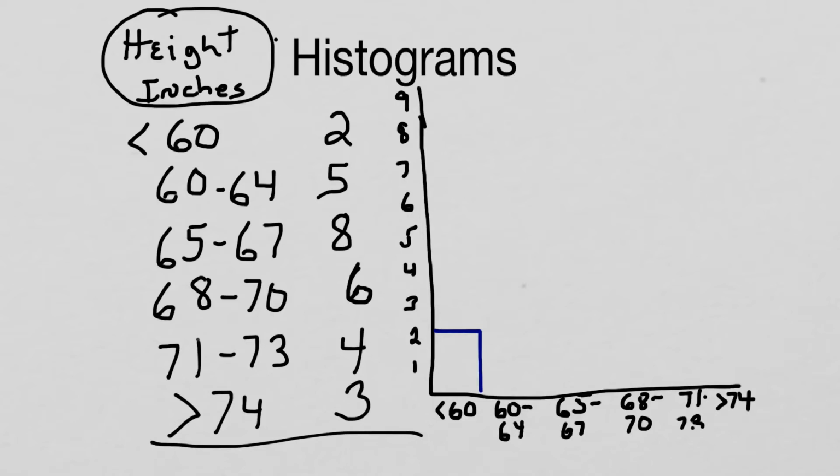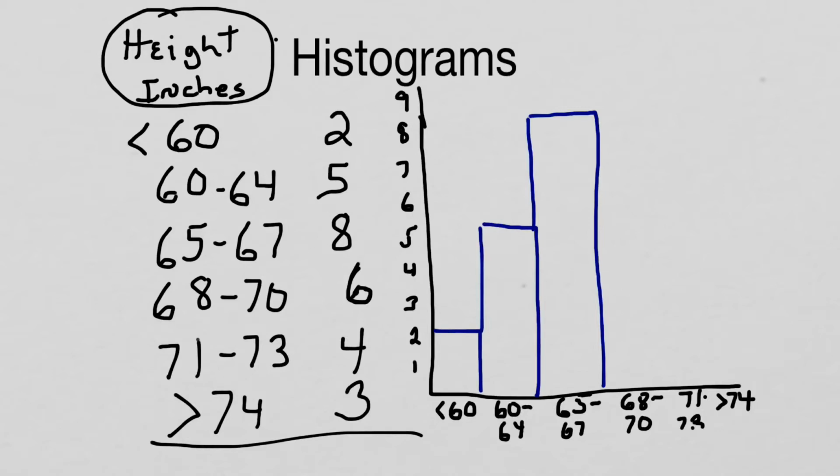60 to 64, there's 5. 65 to 67, there's 8, so we go all the way up to the 8. 68 to 70, there's 6. 71 to 73, there's 4. And finally, greater than 74, there's 3. So there's your histogram.